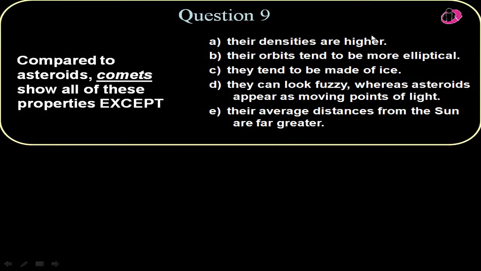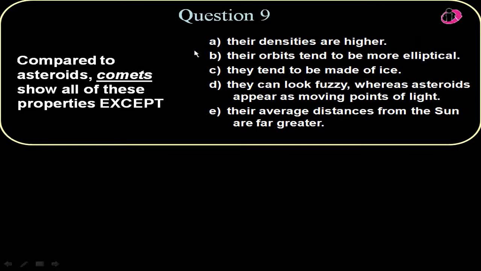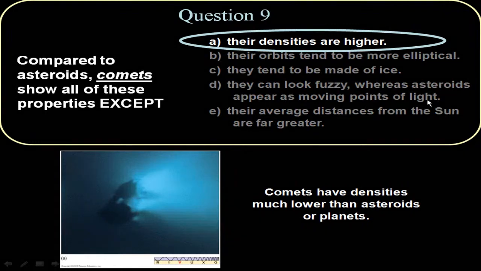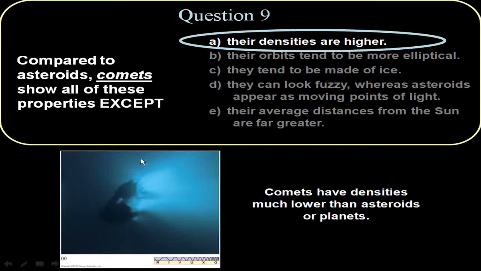Their densities are not higher. Asteroids are made out of rocky material. Comets are made out of dirty ice, much less dense. So comets have densities much lower than the asteroids or the planets. Here's a nice picture of Comet Halley.